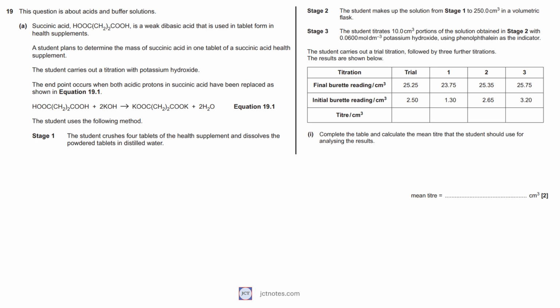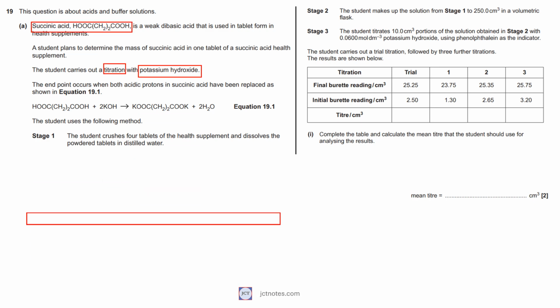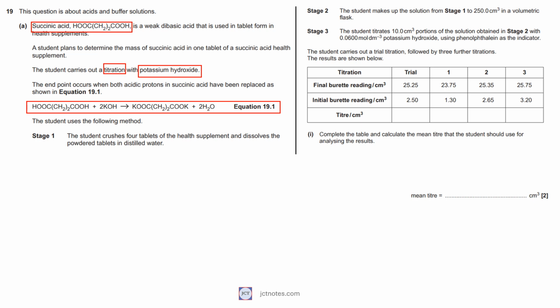Question 19 is about acids and buffer solutions. Part A deals with the titration of succinic acid with potassium hydroxide as per the given equation. The succinic acid is taken from succinic acid health supplements. The procedure is: Stage 1, 4 tablets of the health supplement are crushed and dissolved in distilled water. Stage 2, the solution is diluted to 250 cubic centimeters in a volumetric flask.